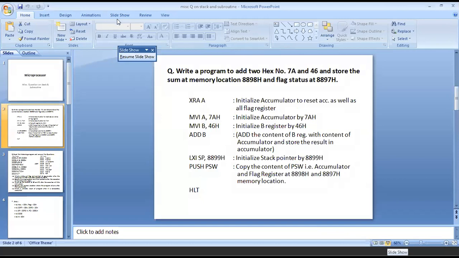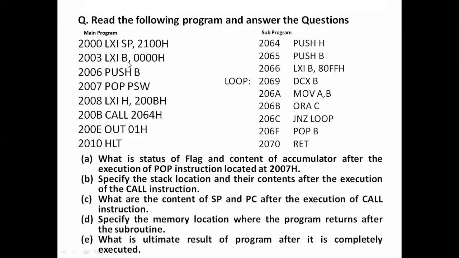The second one is: read the following program and answer the question. The program is written. Let us first understand the program. The first line which is written is LXI SP. It means we want to initialize the stack pointer with 2100. Then we want to initialize the BC pair register with 0000. And then we are pushing the content of B. B means the BC pair, so we want to store this 0000 in the stack.